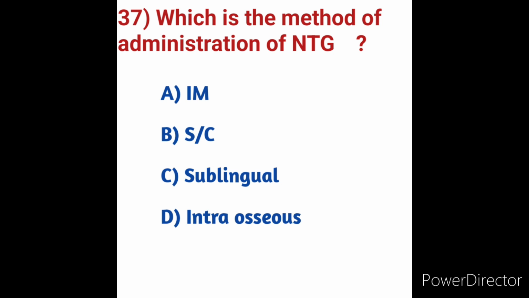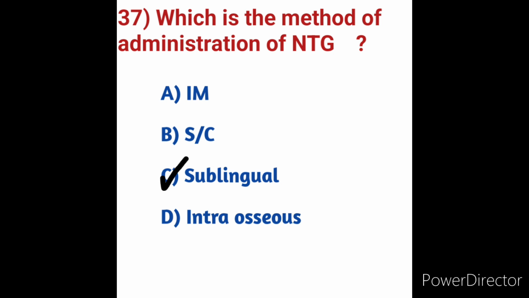Here, the method of administration of NTG, nitroglycerin: place the tablet under the tongue or between the cheek and gum and let it dissolve. Do not eat, drink, smoke or use chewing tobacco while the tablet is dissolving. Nitroglycerin sublingual tablets usually give relief in 1 to 5 minutes after administration of NTG. So here the method of administration of NTG means sublingual. Option C is the correct answer here.